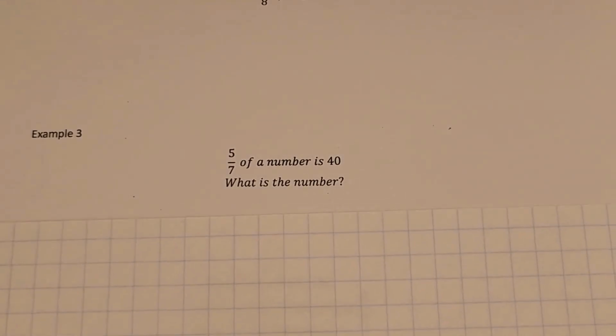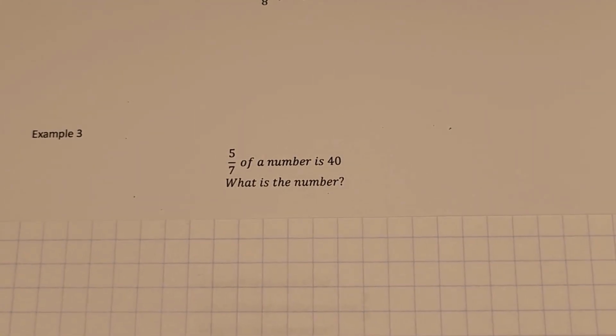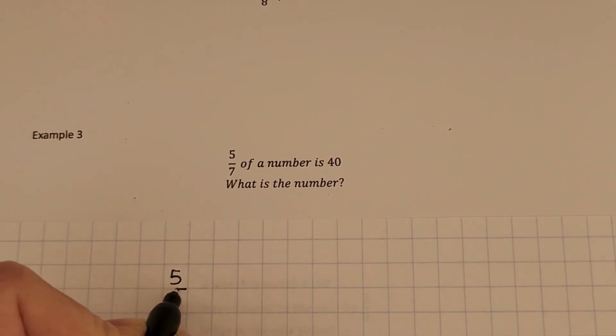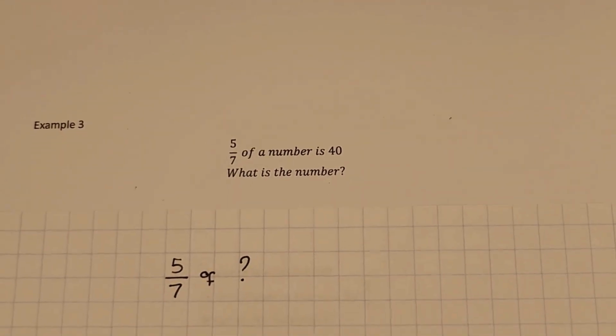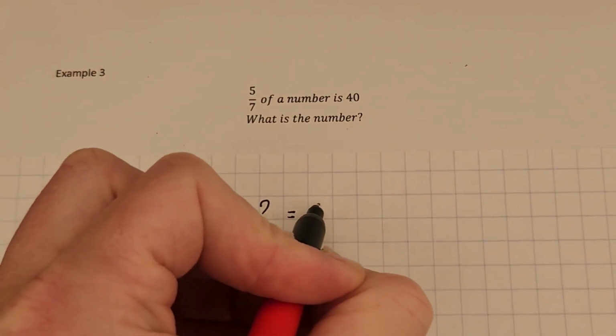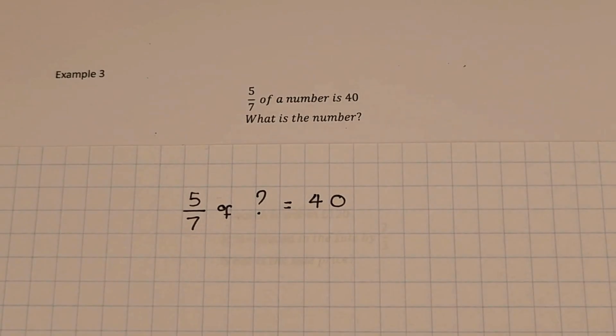So here we have 5/7 of a number is 40. So effectively, what we need to do here is, the question isn't saying what is 5/7 of 40. For this one, I know that 5/7 of a number is 40. So what they're saying is 5/7 of something, but we don't know what, is equivalent to 40. So this time we're told the answer and we want to know what the original question was. So we can work backwards.